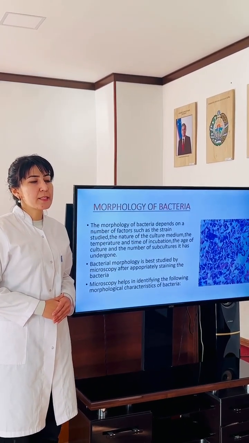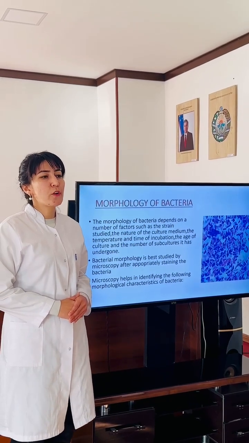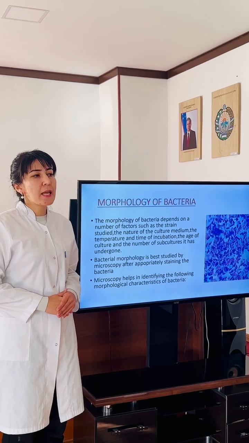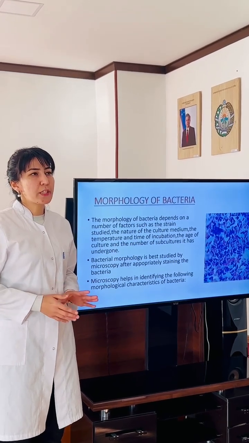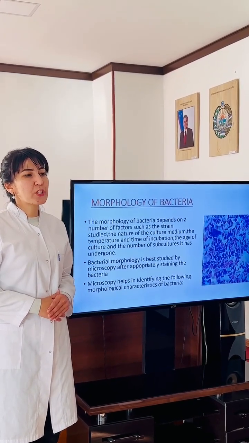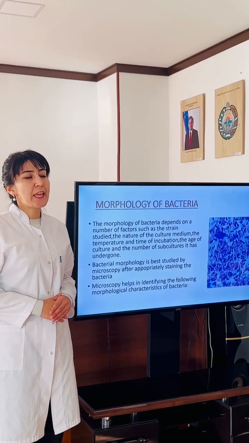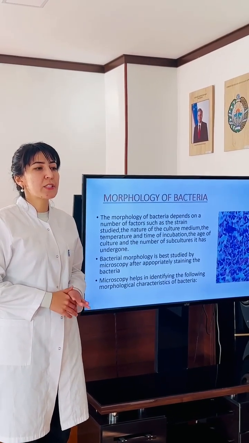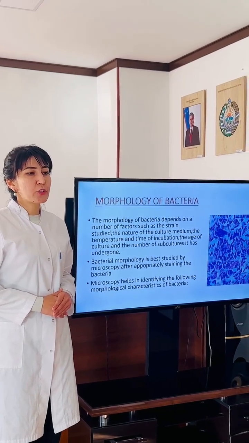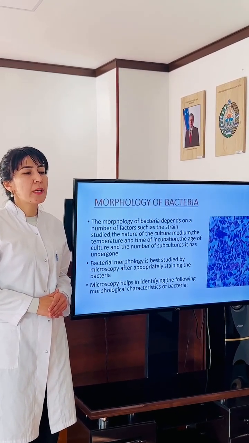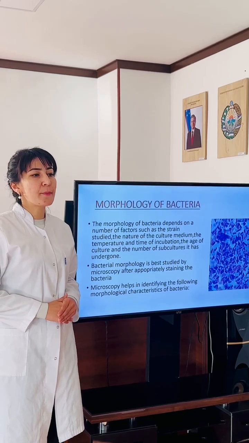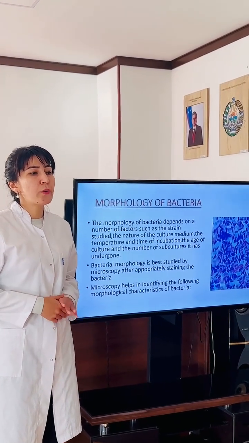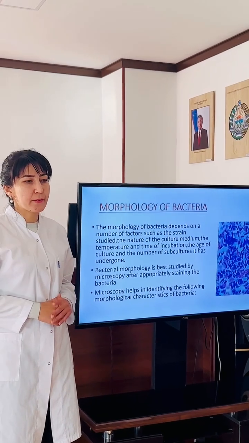Morphology of the bacteria. The morphology of the bacteria depends on a number of factors, such as the strains studied, the nature of the culture medium, the temperature and time of incubation, the age of the culture, and the number of subcultures it has undergone. Bacterial morphology is best studied by microscopy, after staining the bacteria. Microscopes help in identifying the following morphological characters of the bacteria.